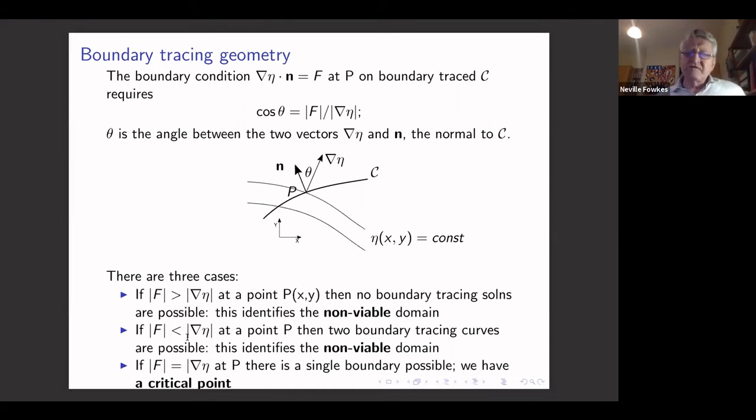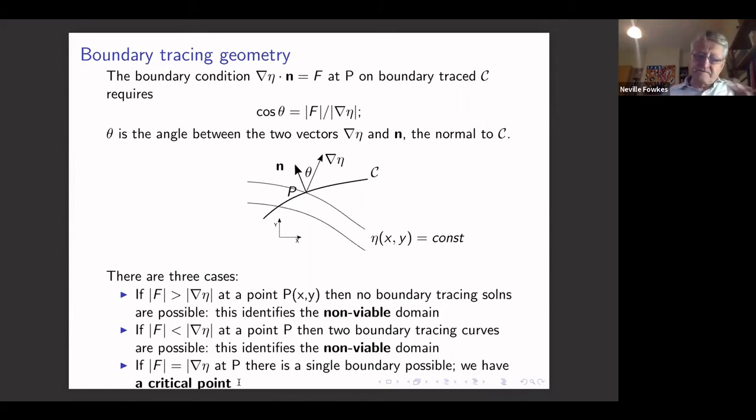If mod f is less than grad eta, then that ratio is less than 1. There are two possible values of theta. And so there are two possible curves through such a point in which we locally satisfy the flux condition. If in fact mod f is equal to the modulus of grad eta, then there's a single curve. And that turns out to be a critical situation. This is called a critical point, and it turns out in order to get smooth boundaries, you need to work with critical terminal points.